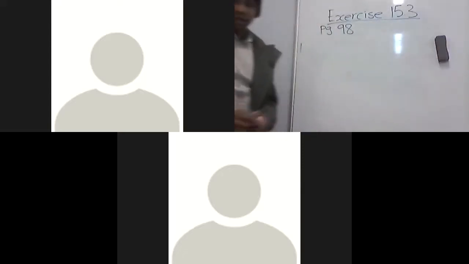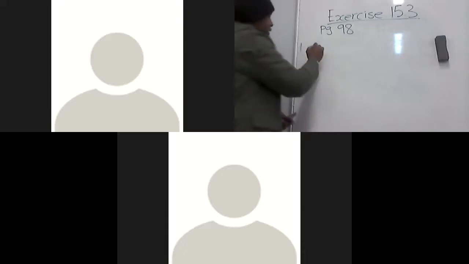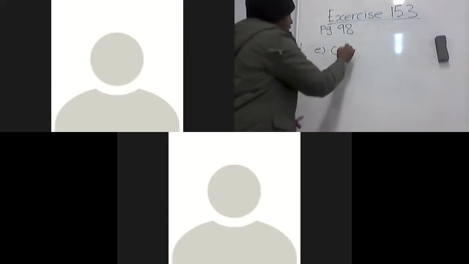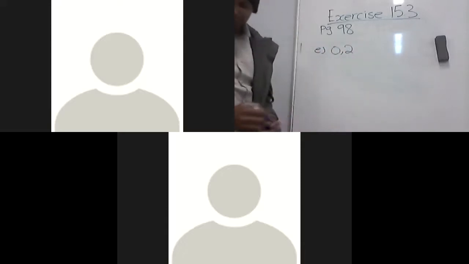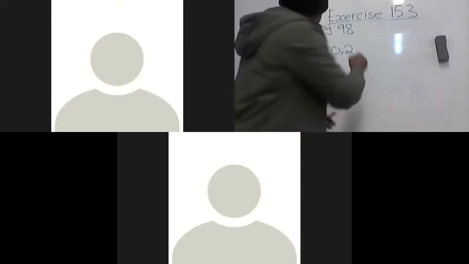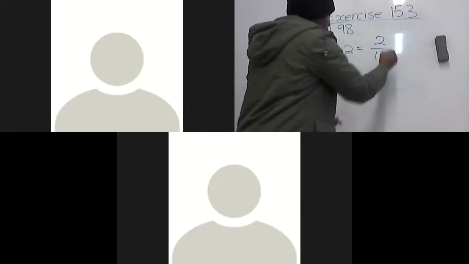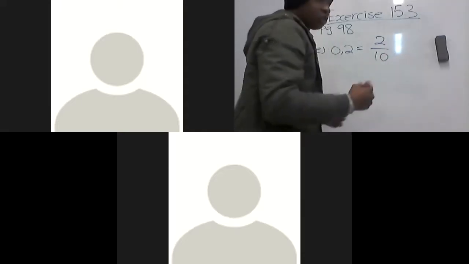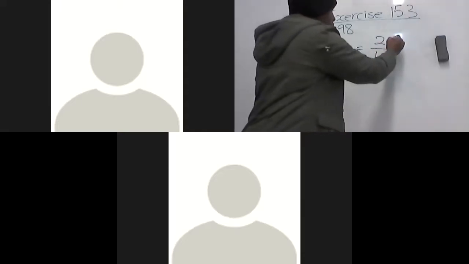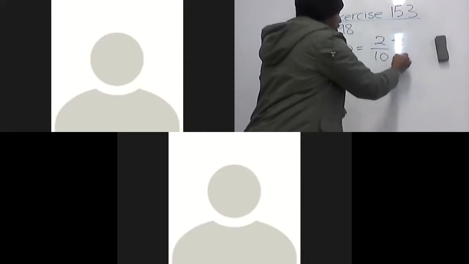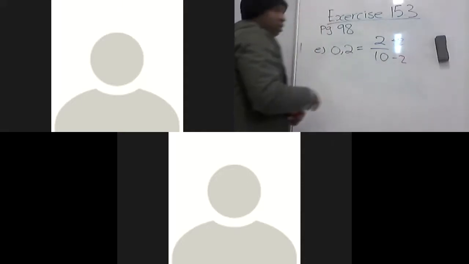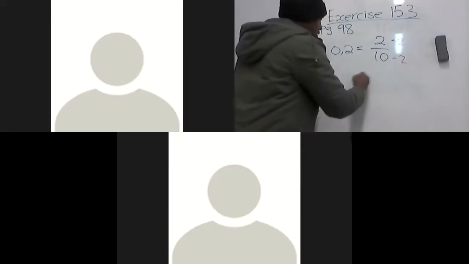All right. E, we have 0.2. Converting that into a fraction will be 2 over 10. We divide the numerator and the denominator by 2 to simplify this fraction. And this will be 1 over 5.